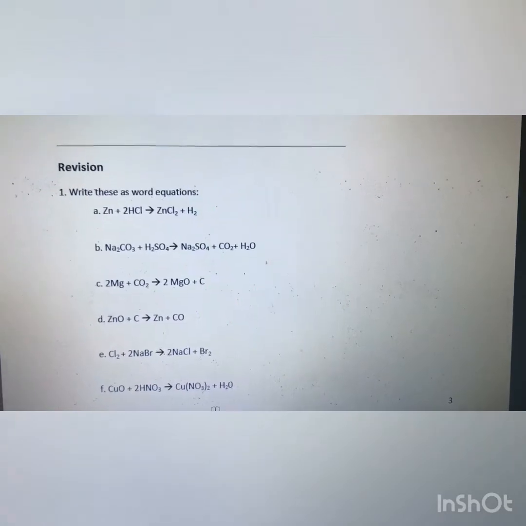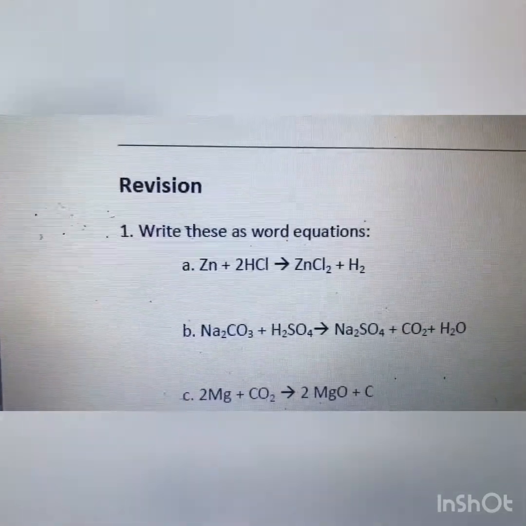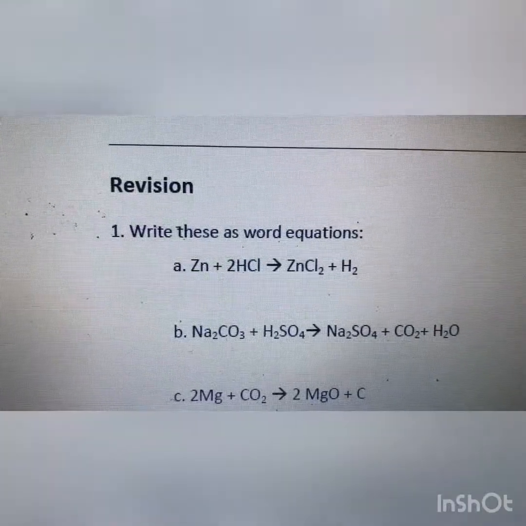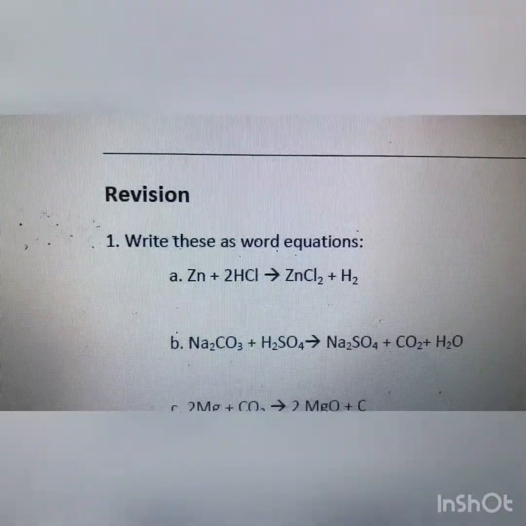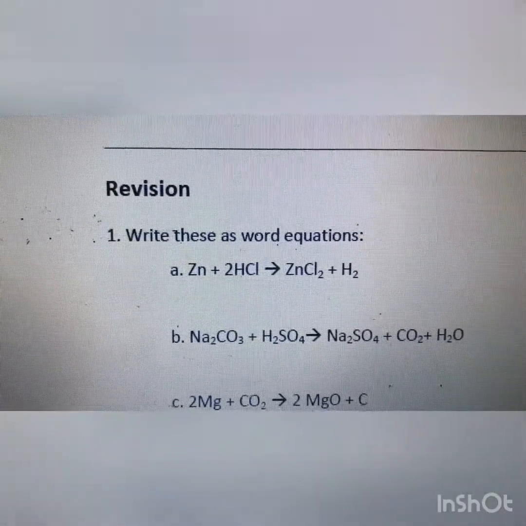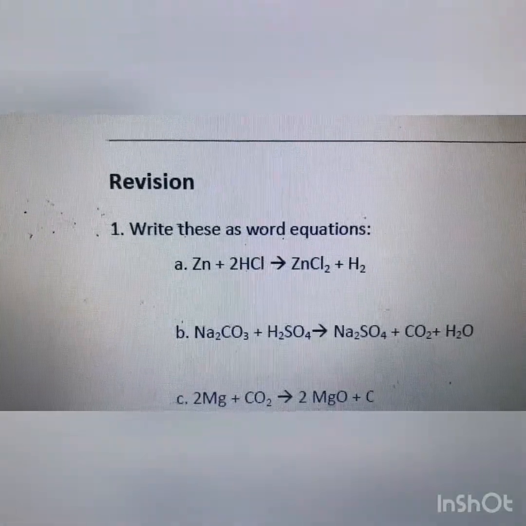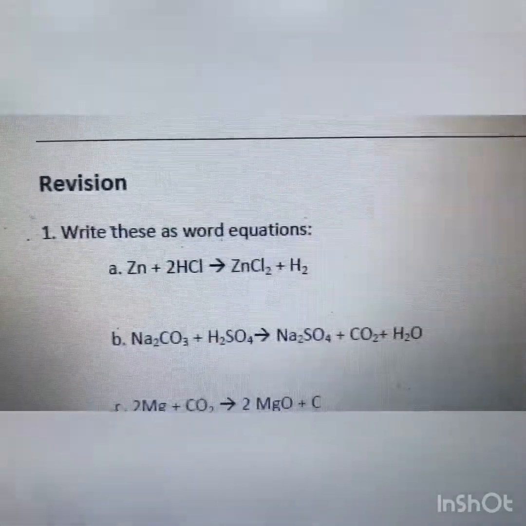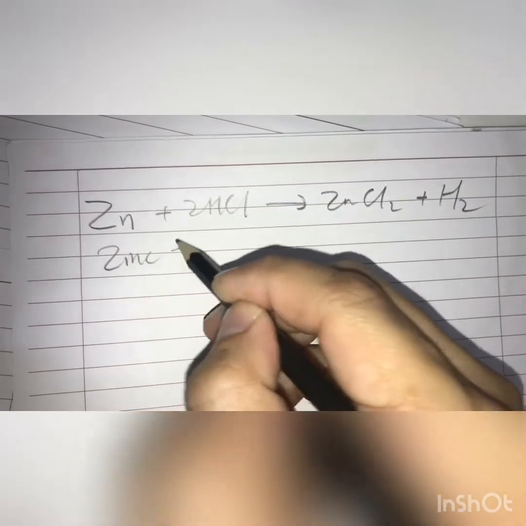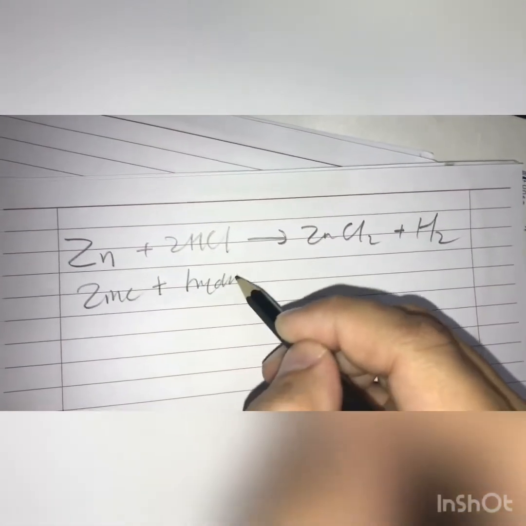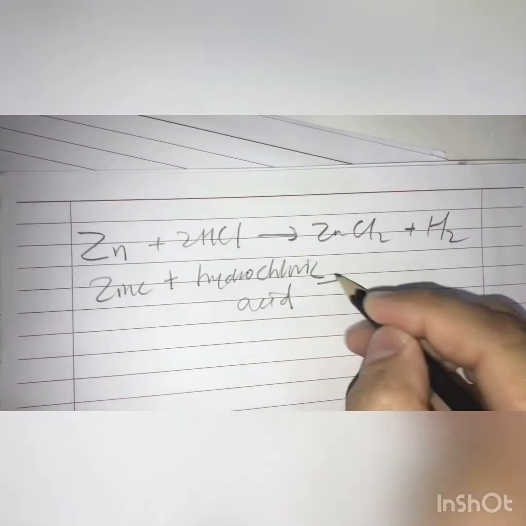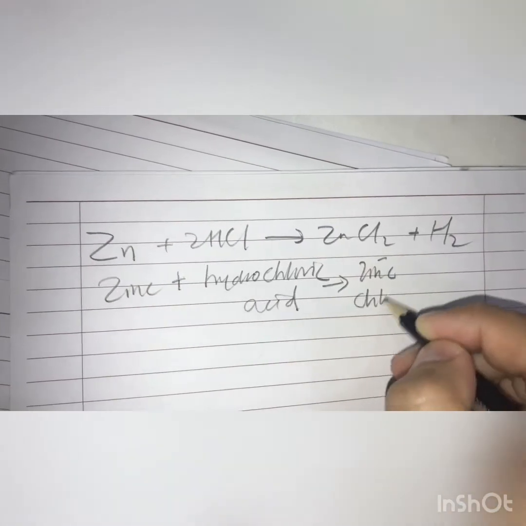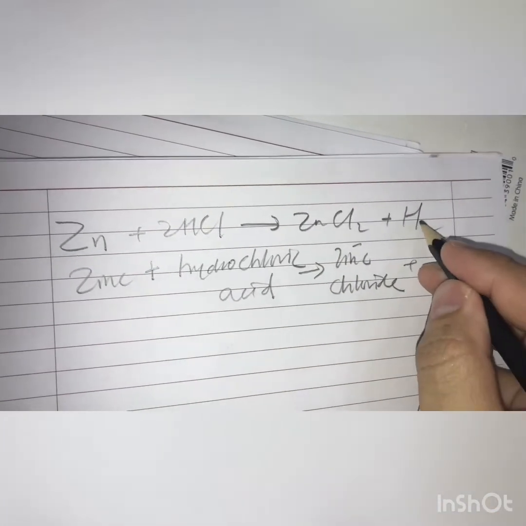Revision questions on page 345. Number one, write this as a word equation. For example, zinc plus hydrogen chloride or hydrochloric acid produce zinc chloride plus hydrogen gas. How to write? Oh, it's simple. Zinc plus hydrochloric acid produce zinc chloride plus hydrogen gas. Or you write hydrogen will do.